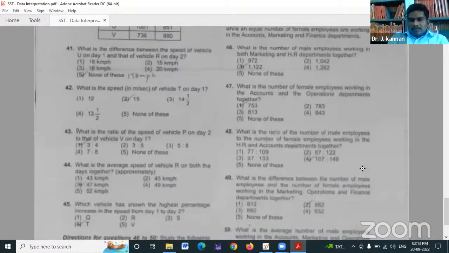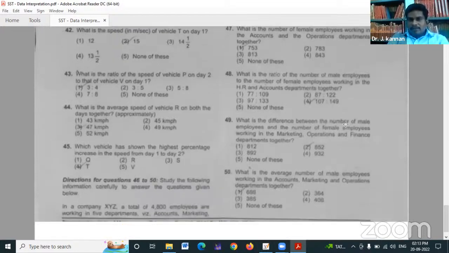The third problem is: what is the ratio of the number of male employees to the number of female employees working in the HR and accounts departments together? The fourth problem: the difference between the number of male employees and the number of female employees working in the marketing, operations, and finance departments, so three departments. The final problem: what is the average number of male employees working in the accounts, marketing, and operation departments together? All the problems need a variety of departments, but with male and female employees separated.